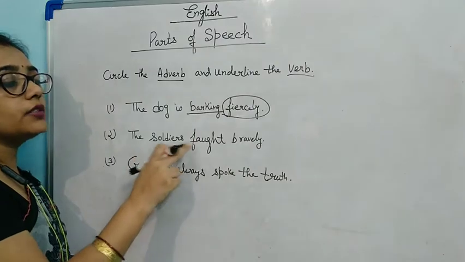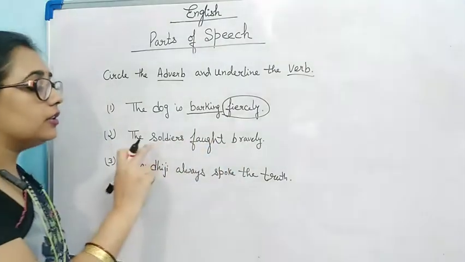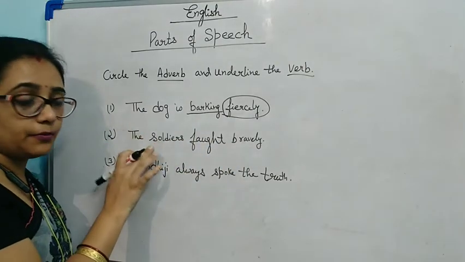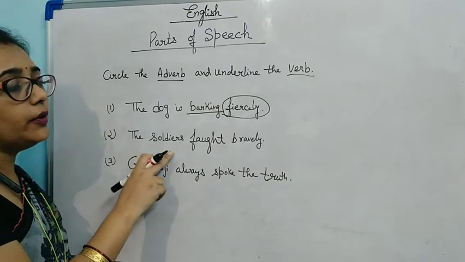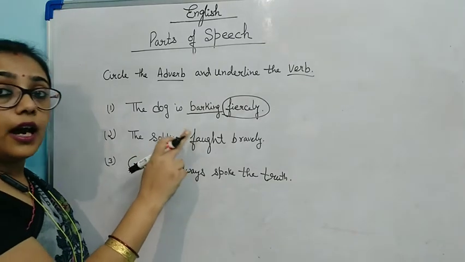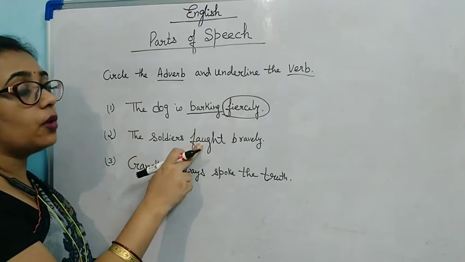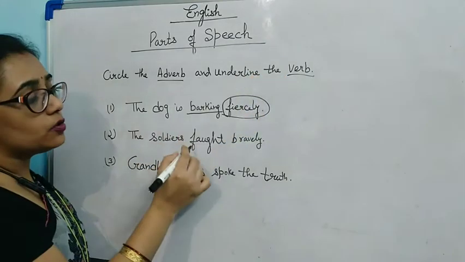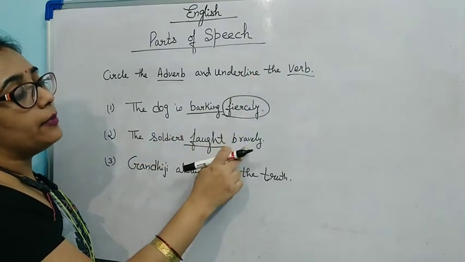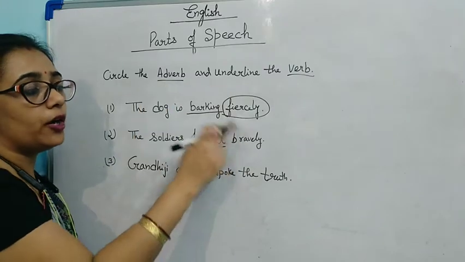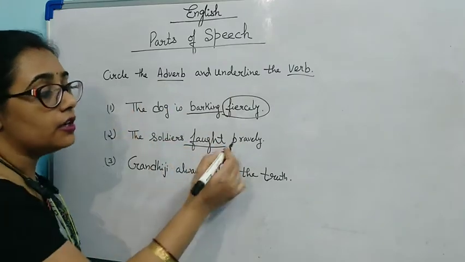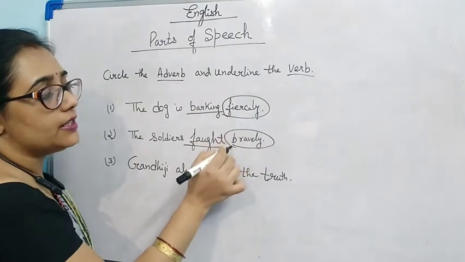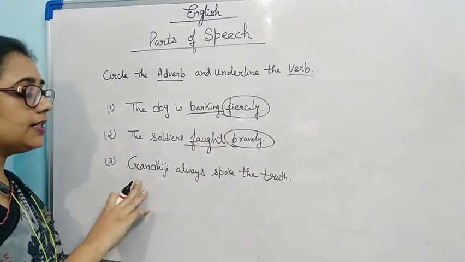The soldiers fought bravely. The soldiers are the subject, and what the soldiers are doing? The soldiers fought. Fought is what? Fought is verb. Bravely is the adverb which is modifying how the action has been done. So bravely is adverb. See the third sentence.